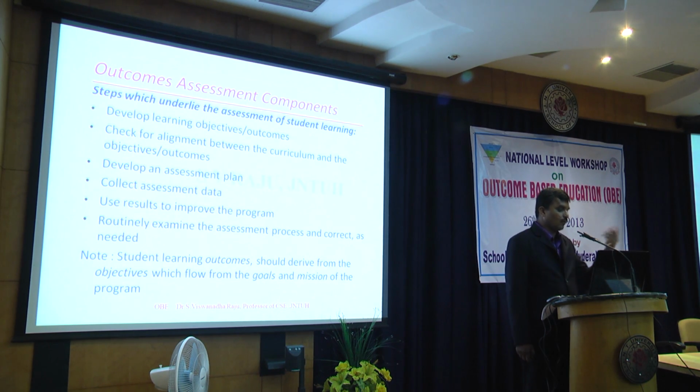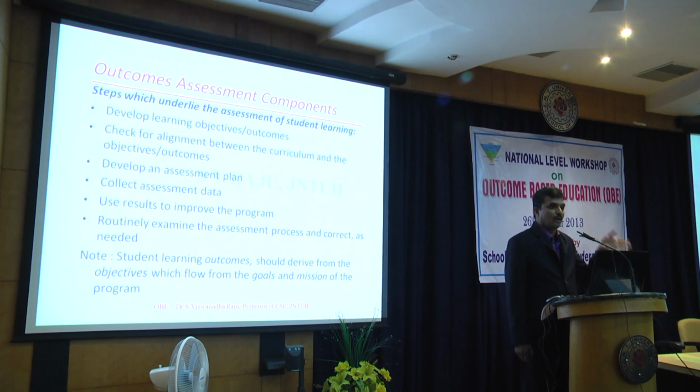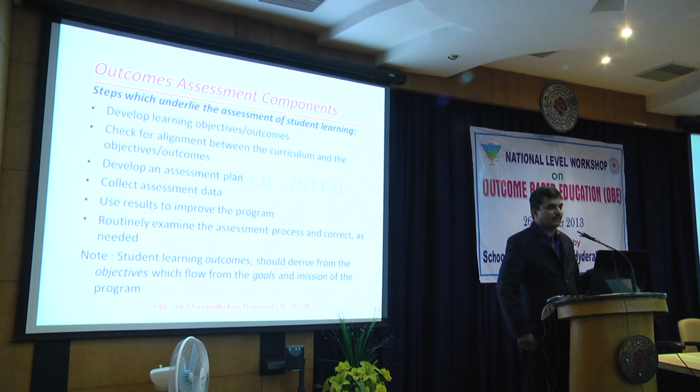Collect assessment data. How to collect the data? Various sources are there. If I want to assess the program, what do I have to do? There are various methods for collecting the data. When you are submitting a proposal for an AICTE or DST program, they ask how you are going to collect the data. That is a very important component, the source of the data. You can collect information by phone, by mail, by sending a paper, by inviting people, not only by interacting personally. Routinely examine the assessment process and correct it.